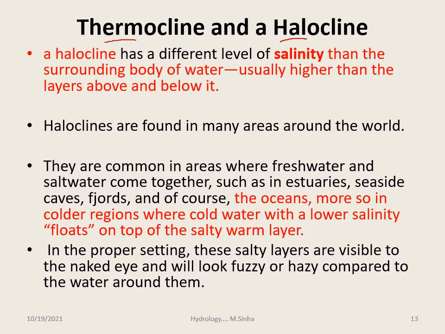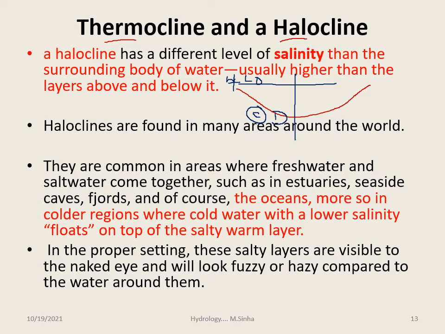Suppose this is an ocean basin. Normally in an ocean basin, due to high insolation, the topmost layer is warmer, and the bottommost part is colder. Warmer water is lighter or less dense, and the bottommost part is cold, that is, denser. This is the normal condition.